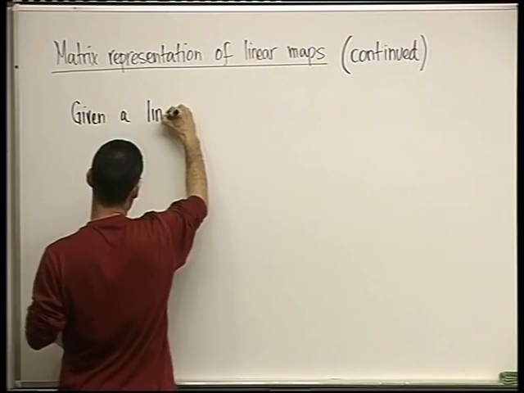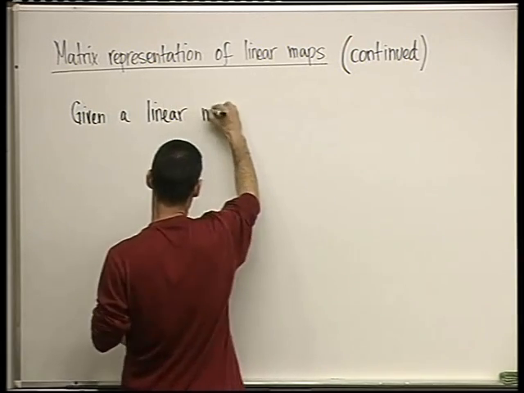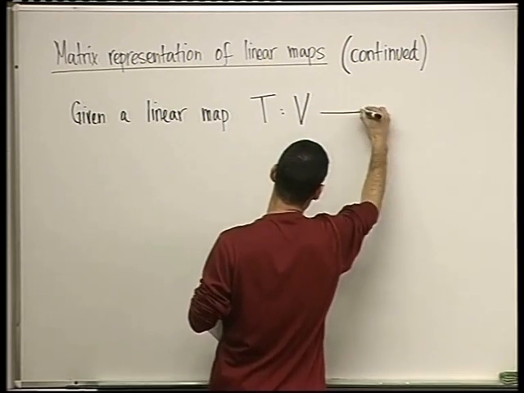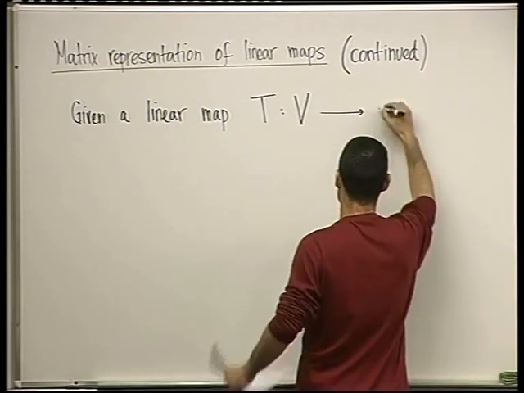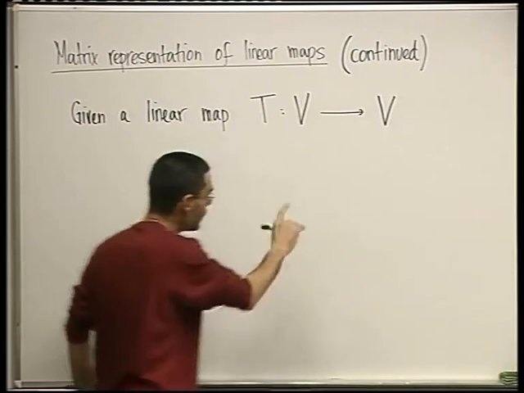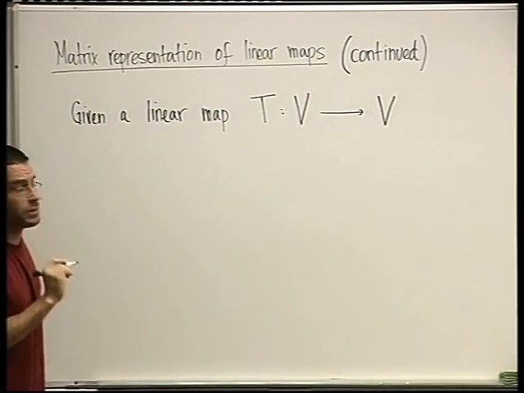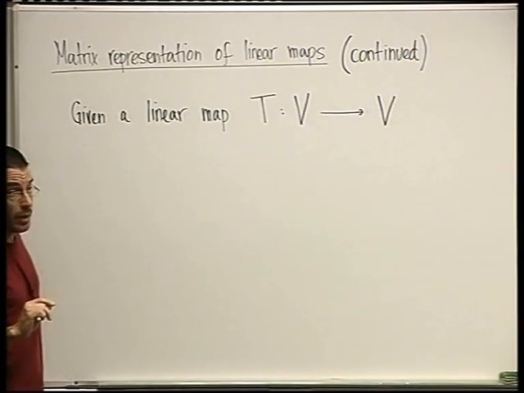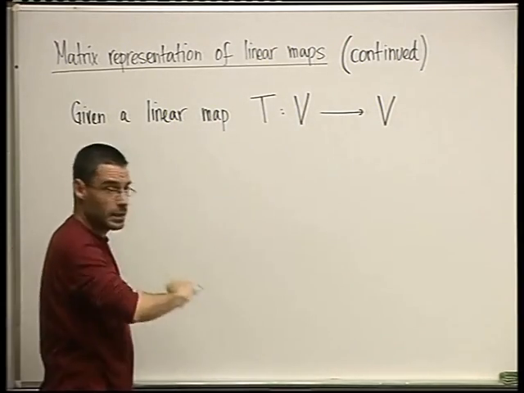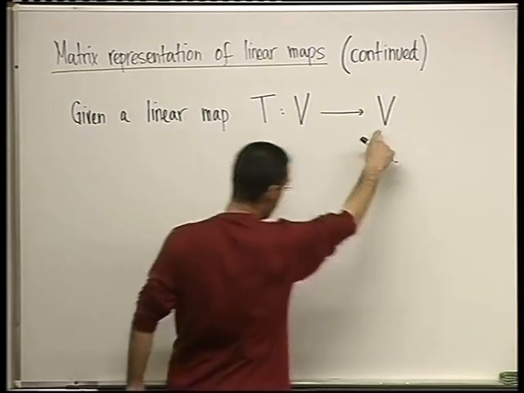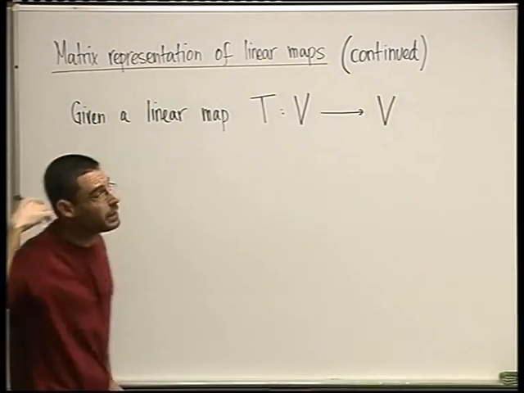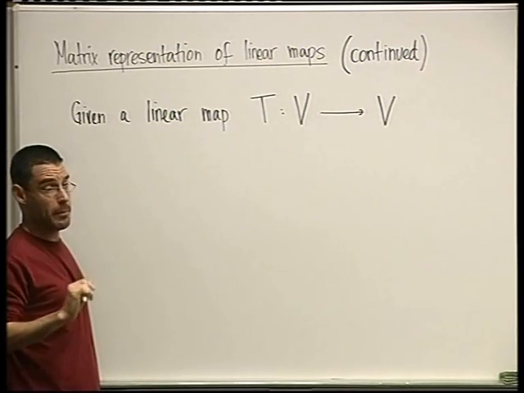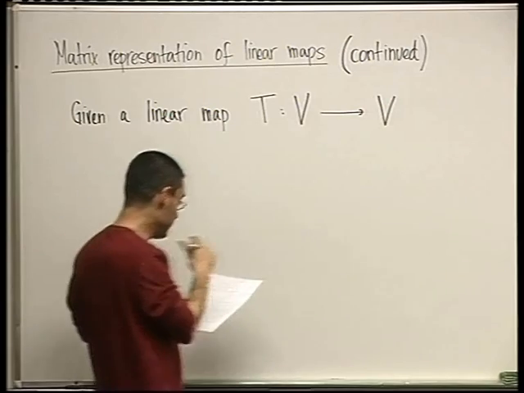a linear map T from V to itself. I'm going to start with a simpler situation where T is a map from V to itself. Okay? And then in a couple boards down, we're going to replace this V by a general W. And then it's going to be the most general abstract case. But first, let's start with the map from V to itself.